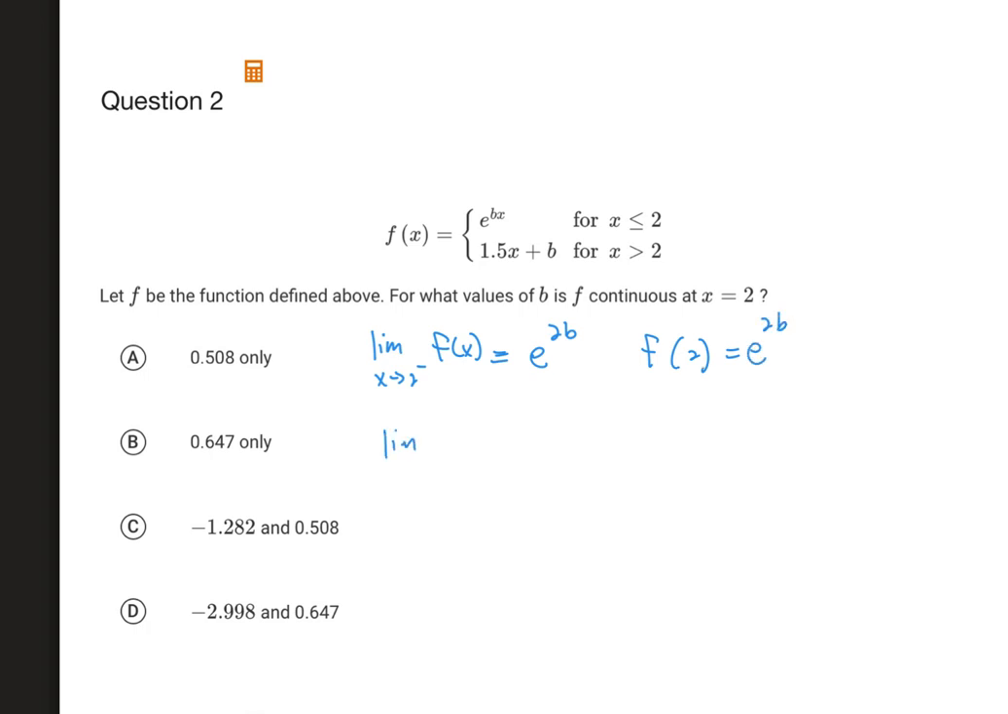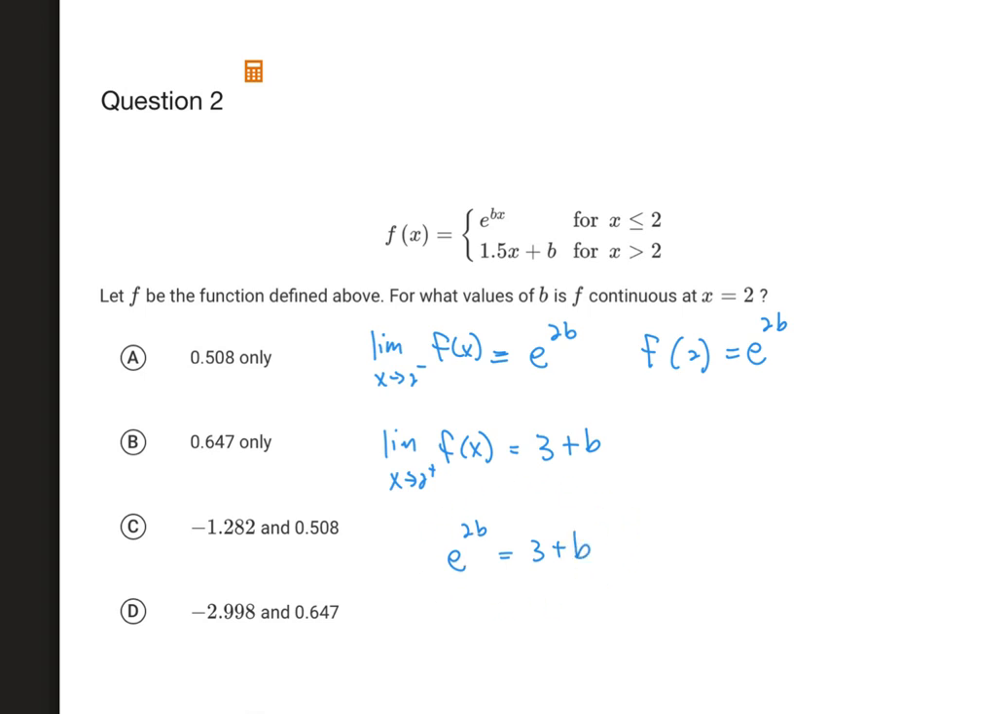So if we look at the limit as x approaches 2 from the right, the value is greater than 2, so we'll plug in 2 for x here. So you get 3 plus b. And then in order for this to be continuous, whatever the limit equals from the left and right have to equal each other. So now we have this equation that we have to solve for b.